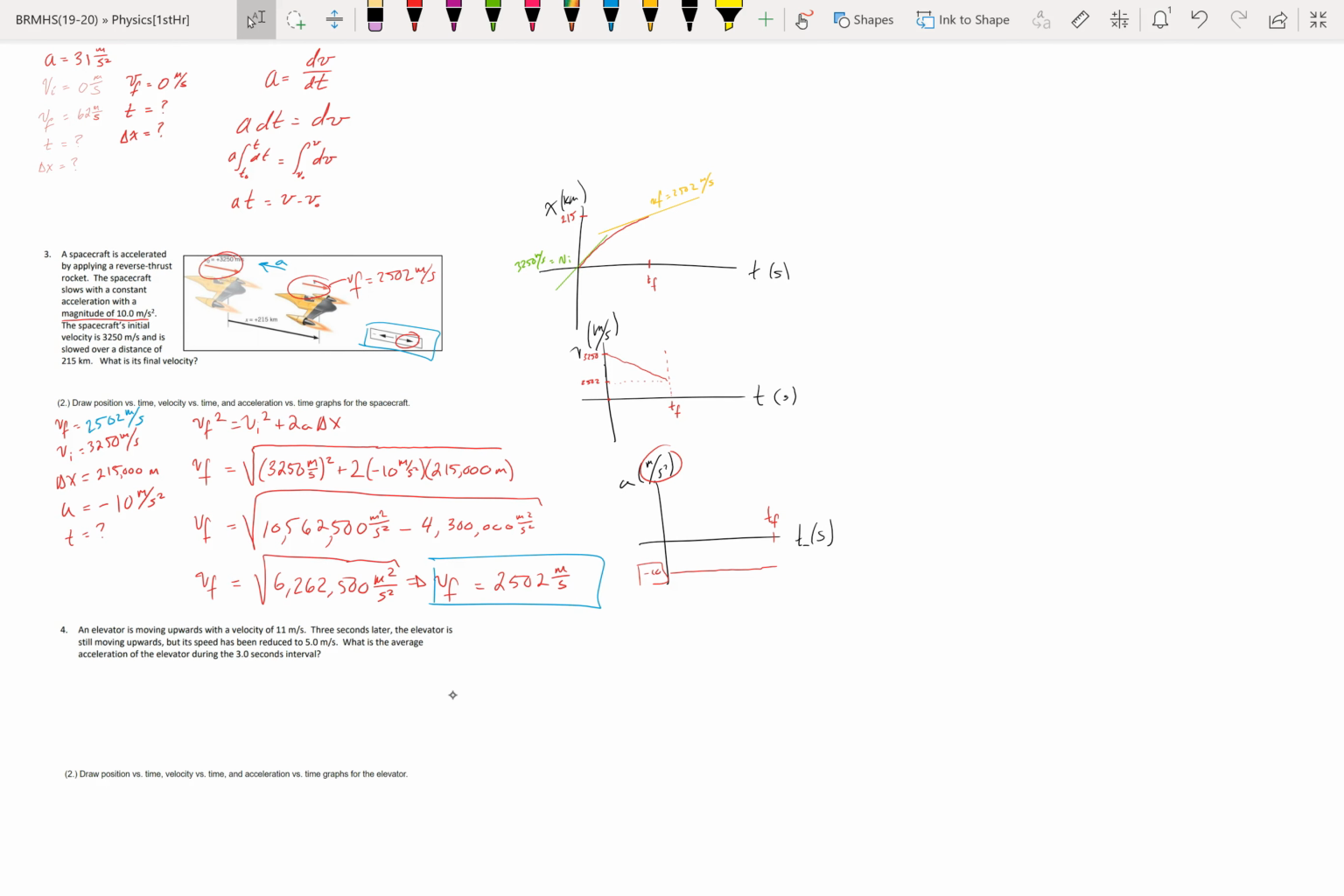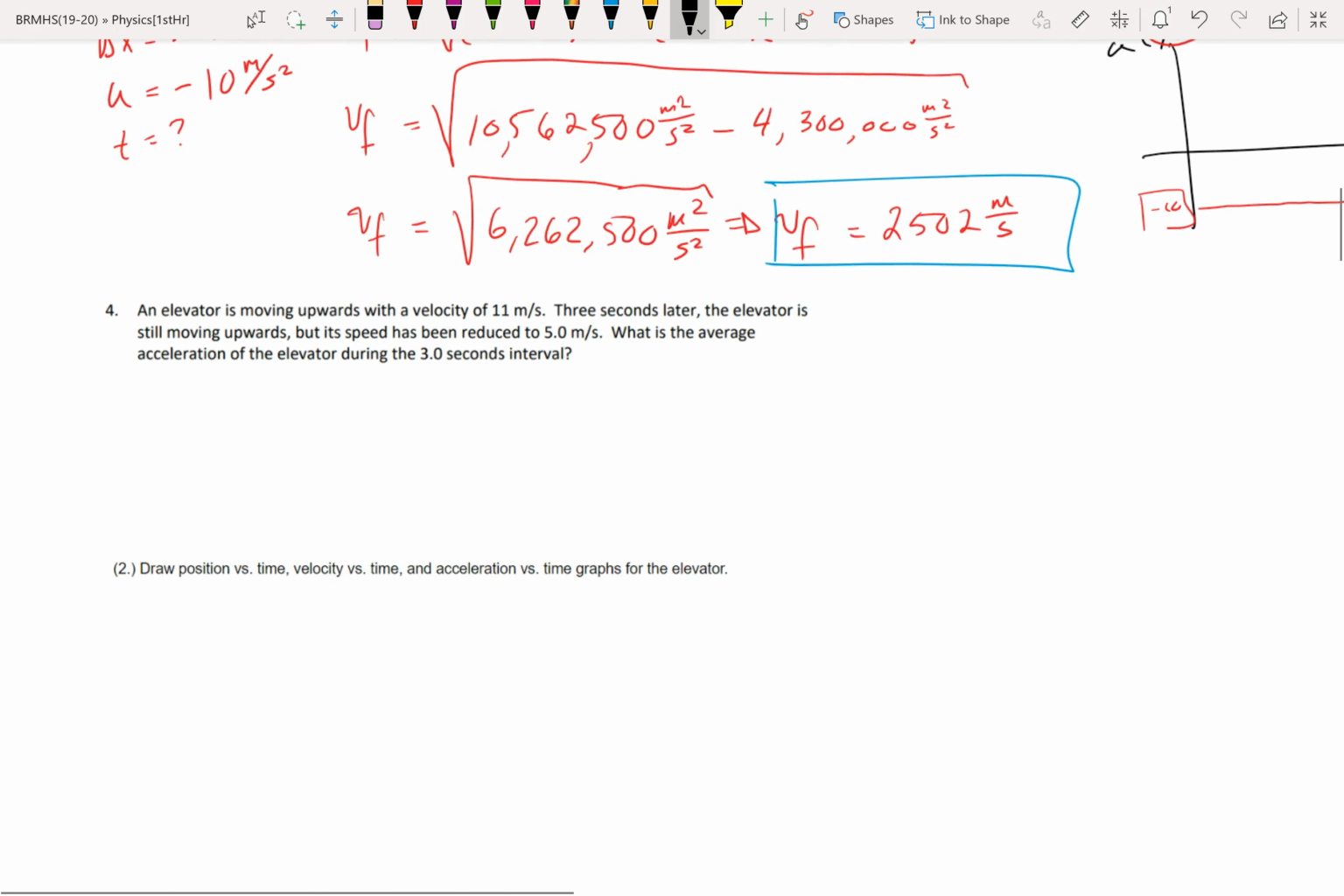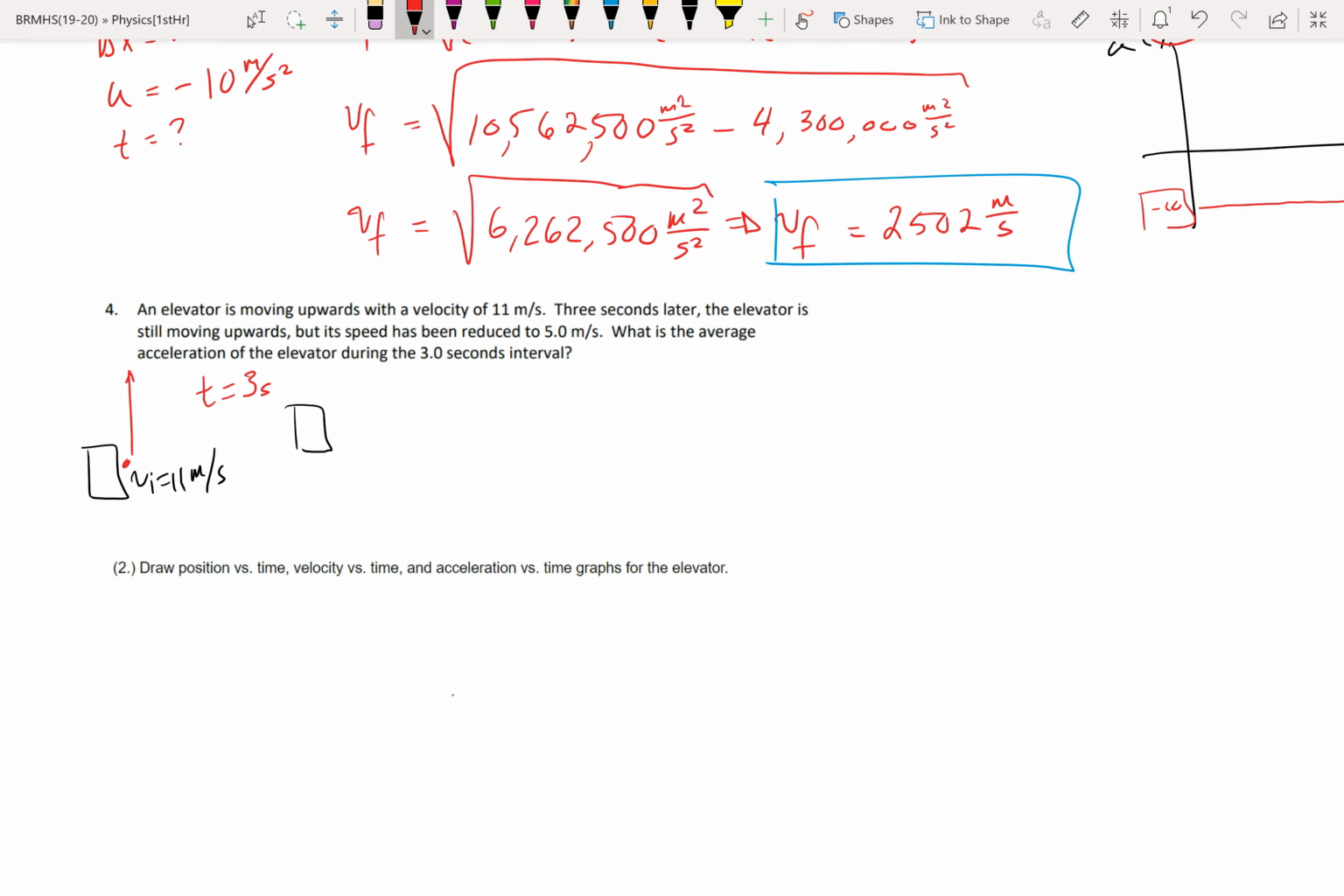All right, number 4. Elevator is moving upwards with the velocity of 11 meters per second. Here's my velocity vector, the arrow. Okay, that's the initial. And then 3 seconds later, so 3 seconds of time has elapsed. The elevator is still moving upwards. Okay, well, there's my elevator, still moving upwards. And its speed has been reduced to 5 meters per second. So now its velocity, let's call it V final, after 3 seconds is 5 meters per second. They're still positive because it's still moving upwards.